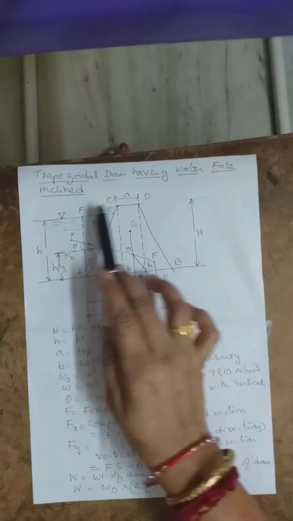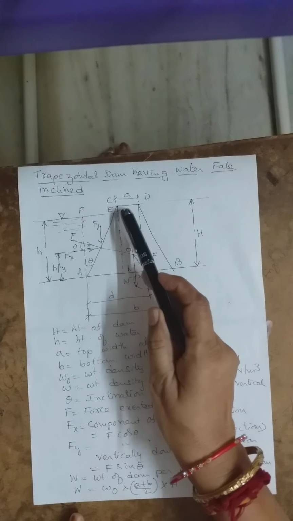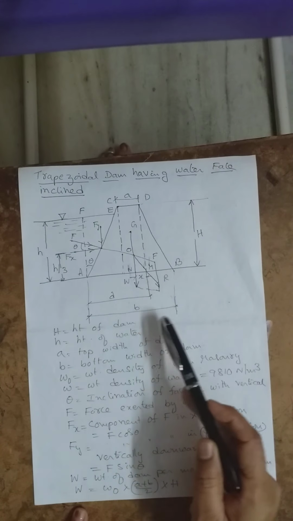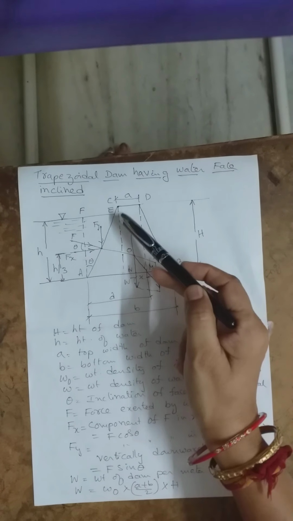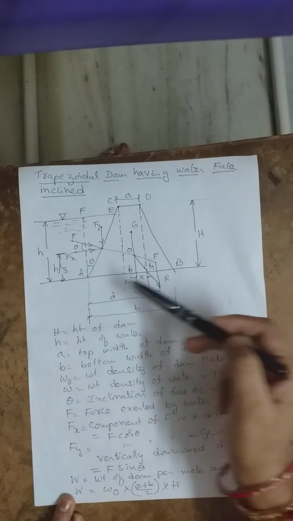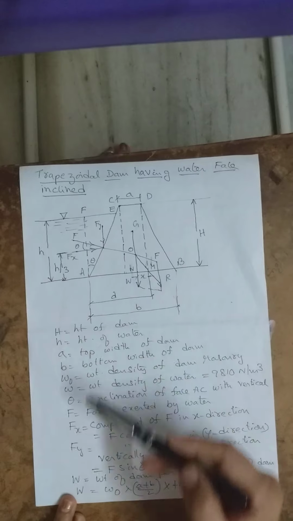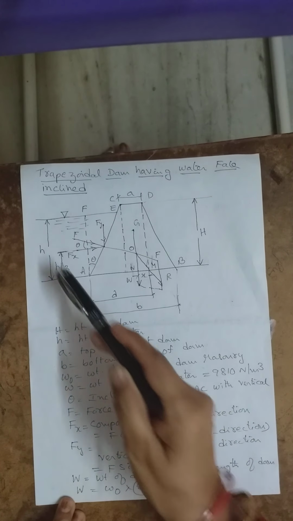Trapezoidal dam having water face inclined. So this is the trapezoidal dam which is having top width A and bottom width B, and the water face is inclined, it is AC. A, B, C, D is the trapezium, and here H is the height of the dam.